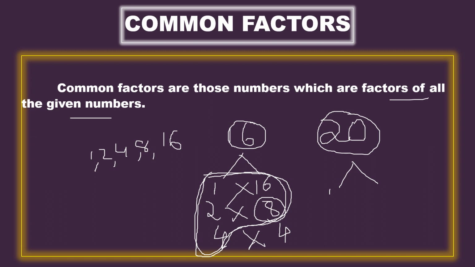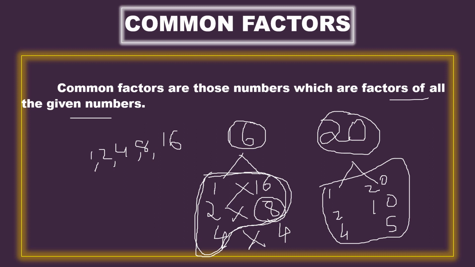Coming to 20, 1 20 is 20. Next, 2 10s are 20. In the 3 table it will not go. Before finding the factors, you must be perfect with the divisibility rules. Next, 4 5s are 20. After 4 we have 5, but 5 is already written here, so no need to check further. We finished with this. So the factors of 20 are 1, 2, 4, 5, 10 and 20.